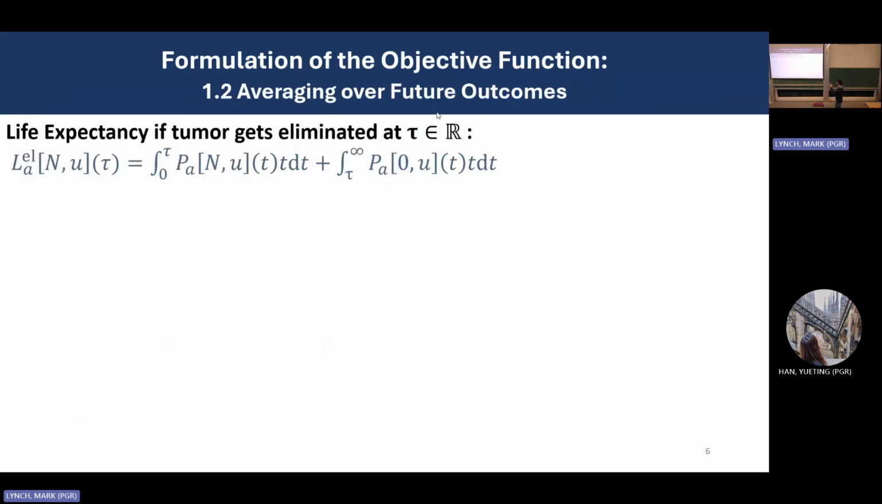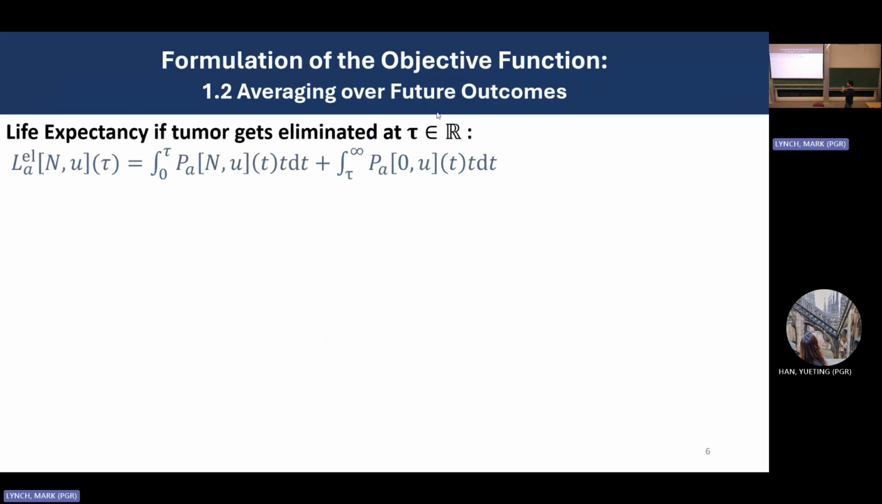Okay, I will go briefly. I won't emphasize this point. But assume that we take the first case where the tumor has been eliminated. So we assume that it gets eliminated at some random time point tau. Then the life expectancy of the patient is given by this form.